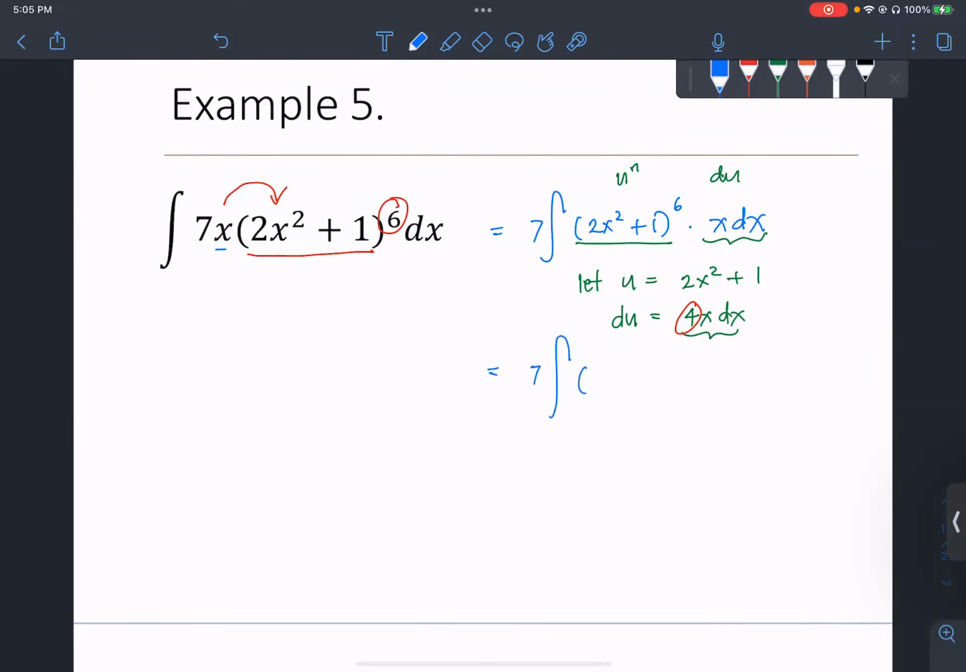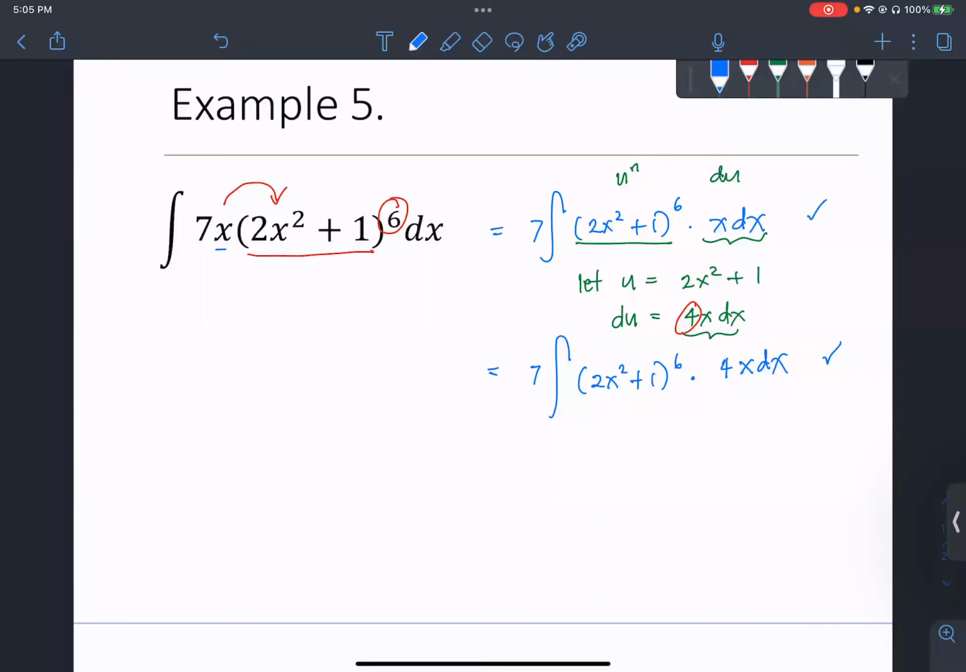Ang gagawin natin would be 2x squared plus 1 raised to 6. So maglalagay ako ng 4. So 4x dx. Diba? Kasi yun yung du ko supposedly. It should be 4x dx. But the problem is, this one, at saka ito, they're not the same. Ito, sobra siya ng 4. Ito, wala siyang 4. So what am I going to do?